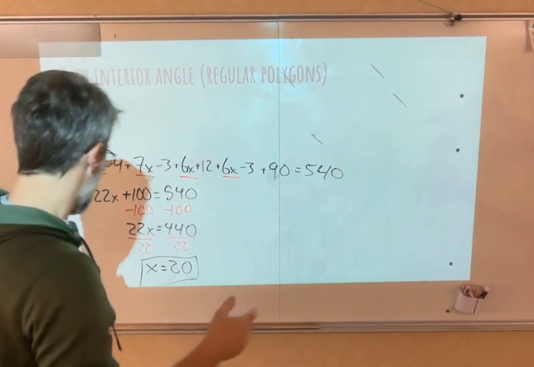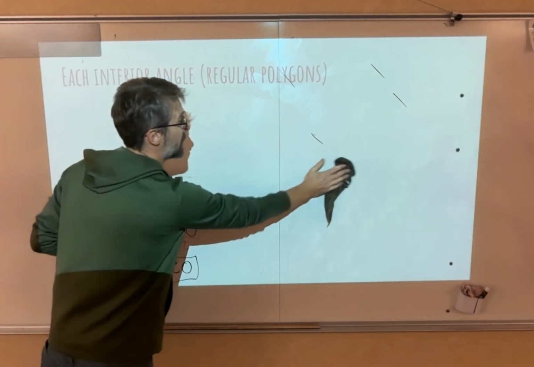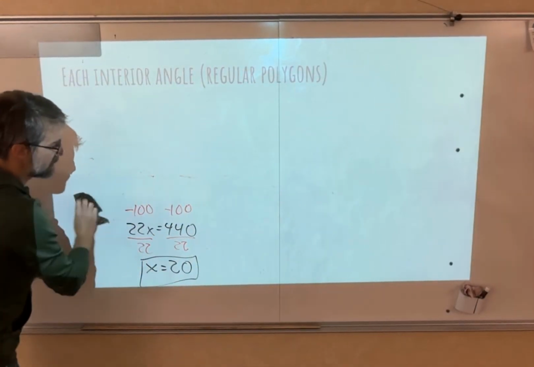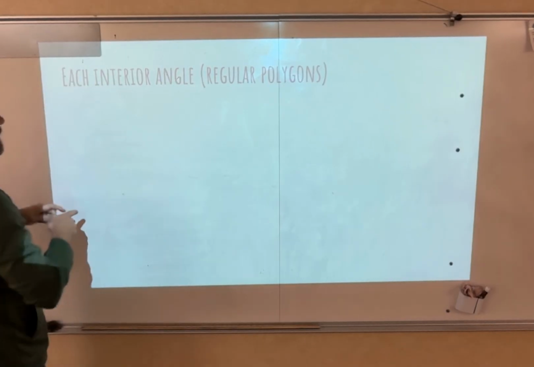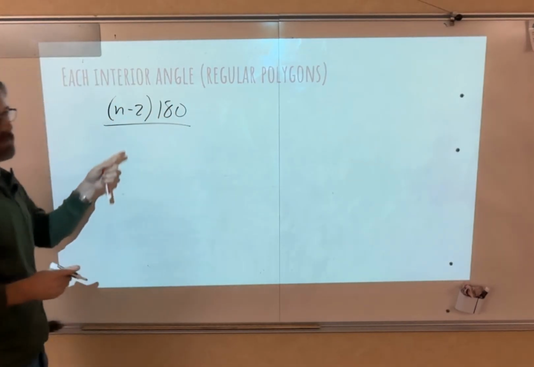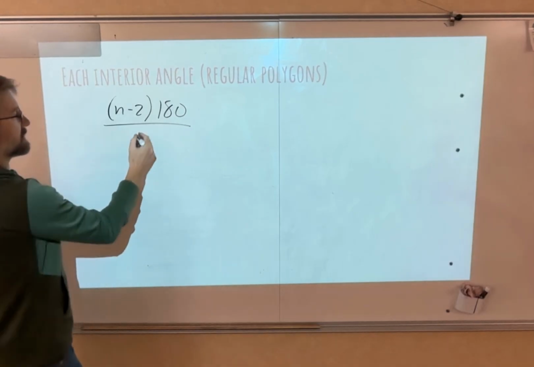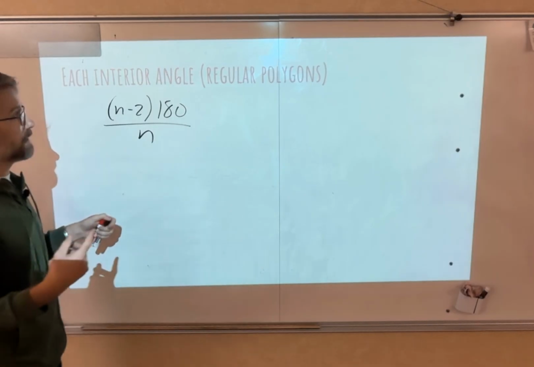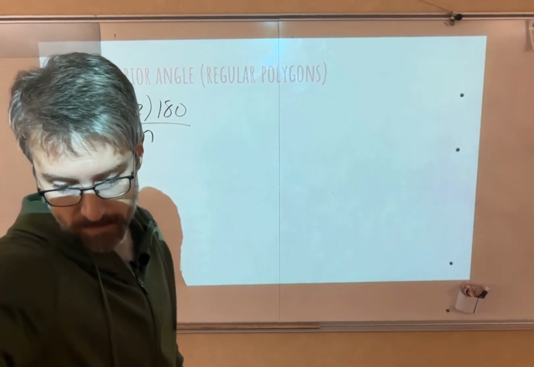All right, now if we are looking for what the measurement is on a regular polygon for each of the angles, we know how to figure out what the sum is, right? The sum, whether it's regular or not, is going to be n minus 2 times 180. Well, whatever that sum is, all I have to do is divide it by the number of angles, which is the same as the number of sides. It's n. So this is our formula for finding an individual interior angle of a regular polygon. So regular polygons only.